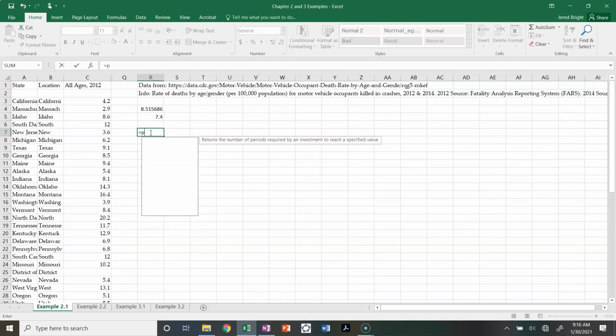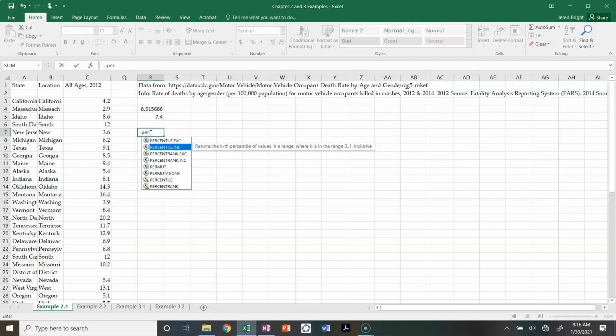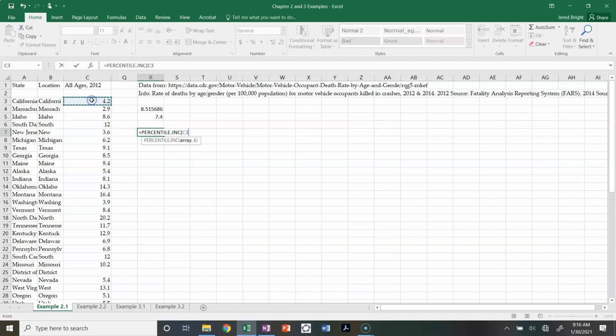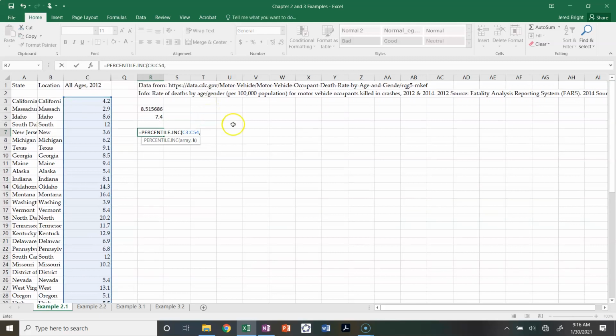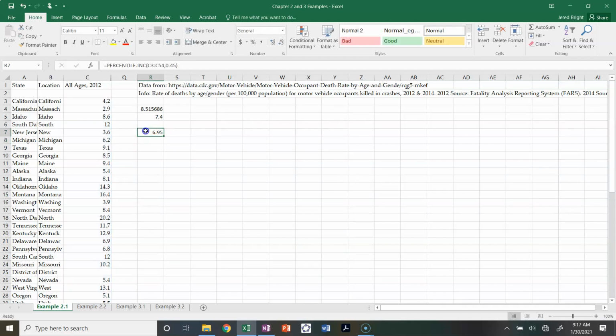Just as an example with percentile, the EXC is the first one that pops up. Let's use INC. So the array that it mentions, that's your data. Okay, so select the data. And then after that, that's the percentile. So let's say I'm finding the 45th percentile. So I enter 0.45, and there we go. Now, you can go through and compute average, median.